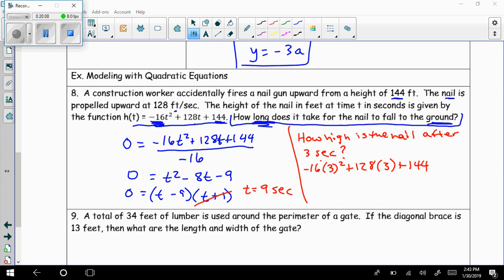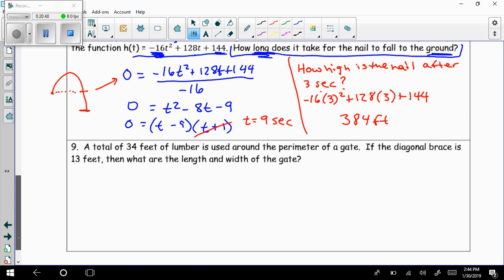I'm going to pause. So you type that in your calculator. I got 384 feet after 3 seconds, right? And you have to think about the shape of this nail. It's coming from this roof line and coming up and then coming down and then hitting the ground. So there's even a spot here where I could see, okay, how long did it take for it to come back to 144 feet? And I could have set h equal to 144, subtracted that over and solved that, and then that would have given me the time for it to come back to it. So there's lots of different questions that could be asked out of this scenario.